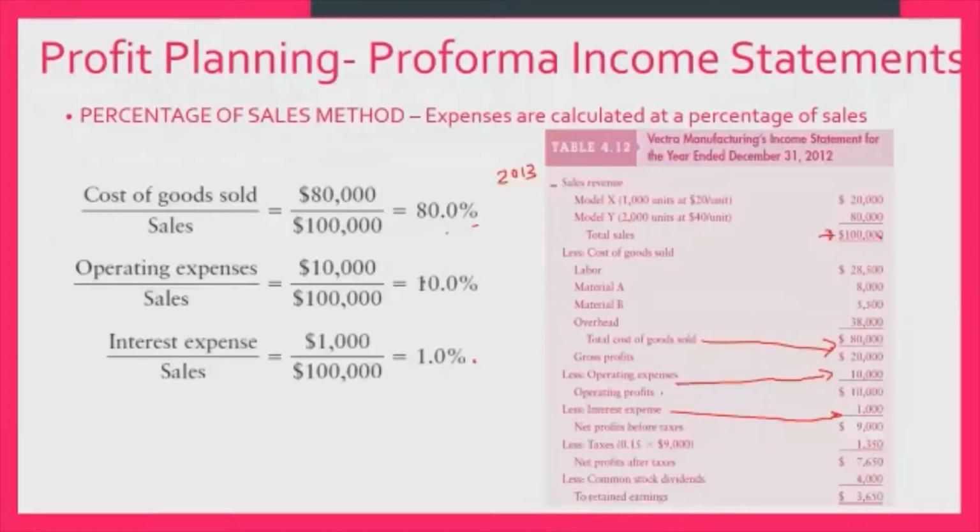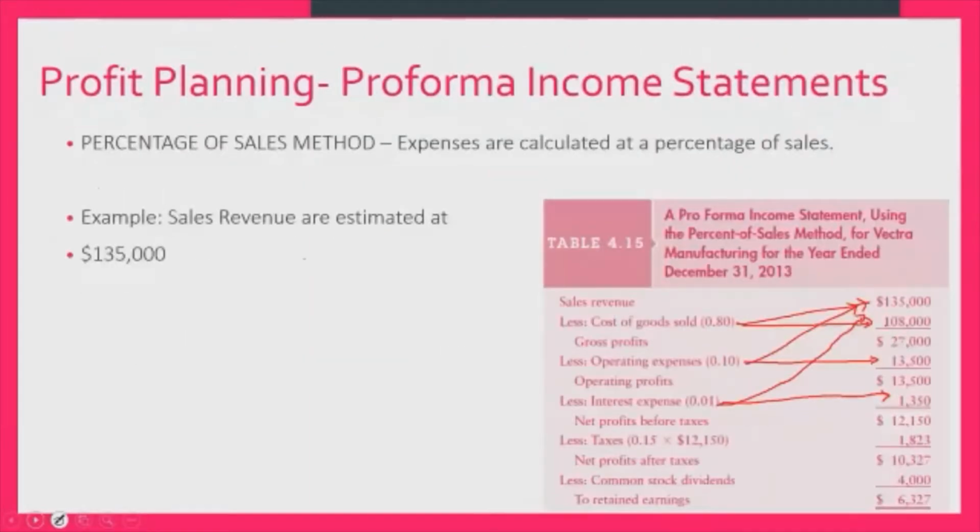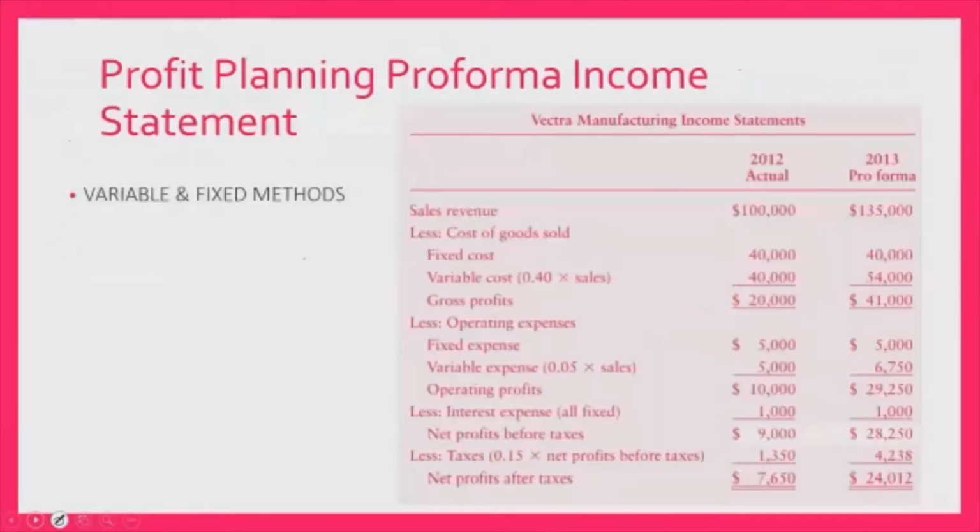Now where did I get 1%, 10%, 80%? We go back. Previous year it was 80% of sales. Previous year it was 10% of sales, operating expense. Previous year it was 1% of sales. So we are forecasting this year it will be the same, right? And it gives us our net profit, 6,327.